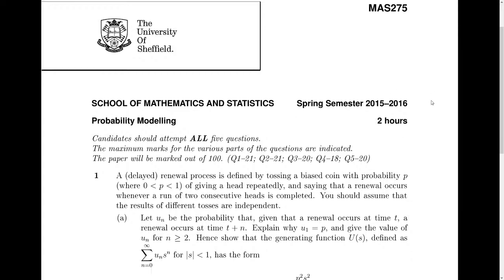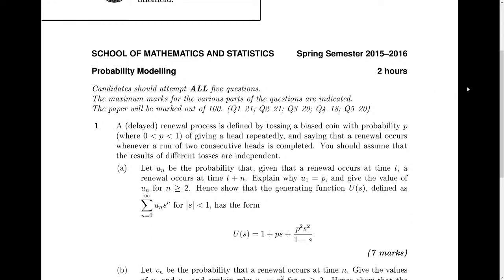So let's start. First exercise is about a renewal process. We say that there's a renewal when, so we're tossing a coin repeatedly. It's a biased coin, probability p of being heads. And we say that there's a renewal when there's two heads consecutively. Specifically, renewal happens at the second head, so whenever a run of two consecutive heads is completed. And so we have the usual questions on this.